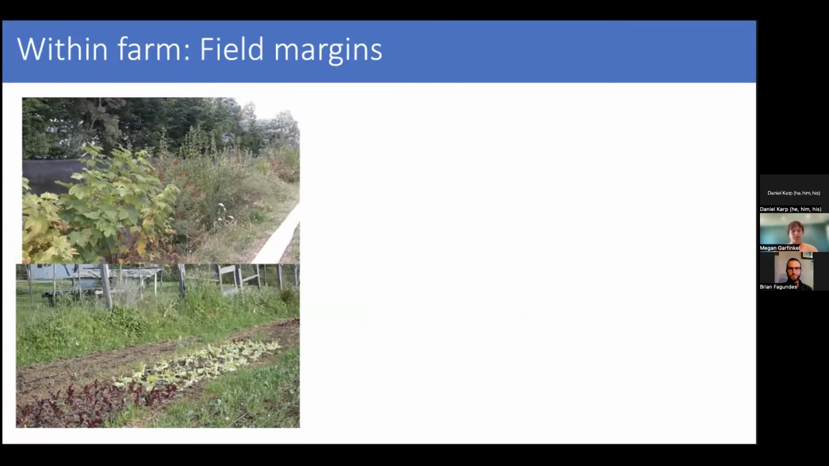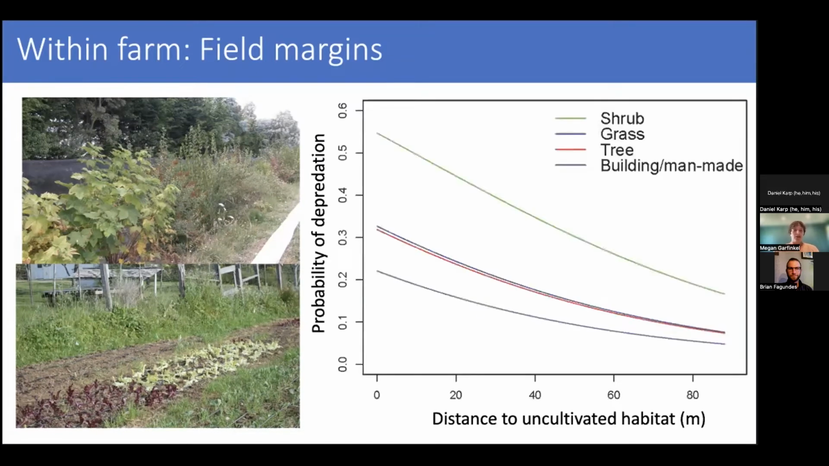And some of these farms had hedgerows that were sort of shrubby growing along the edges of the farms. Some of them had tree lines, some had just grass that was either mowed or weedy, and some of them had buildings or roads or things like that. So I placed these caterpillars out on the farms, and then I came back and observed where the caterpillars had actually been eaten by birds. So what I found was that along this horizontal axis, what we're looking at here is increasing distance to uncultivated habitat, meaning farther from the field edge.